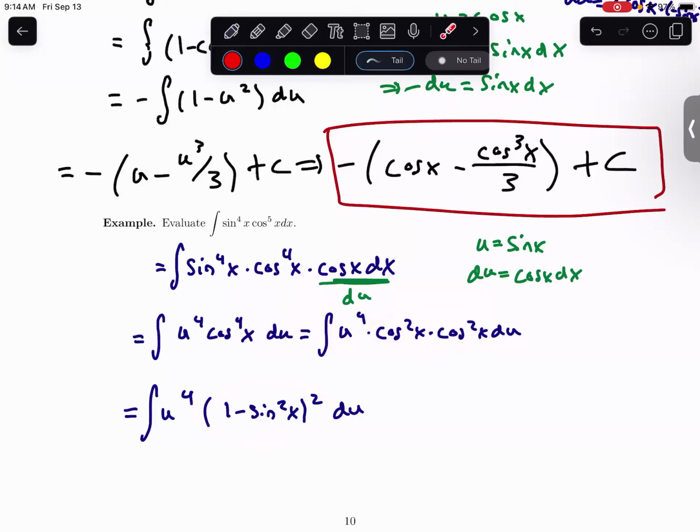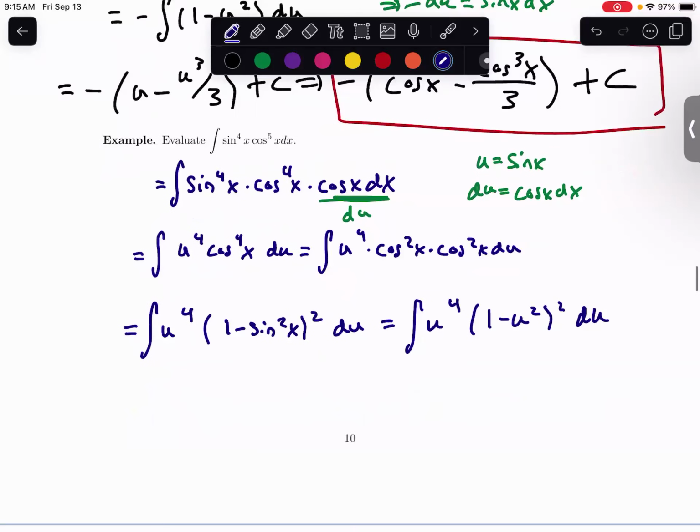And then our u was equal to sine of x. So this 1 minus sine squared is really just 1 minus u squared. So this is equal to the integral of u to the 4th power times 1 minus u squared squared du. And so now it's just a matter of multiplying things out and then doing the power rule. So this is the same thing as the integral of u to the fourth power times 1 minus 2u squared plus u to the fourth power du.